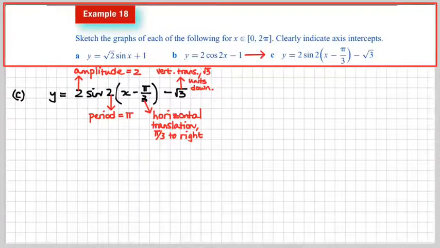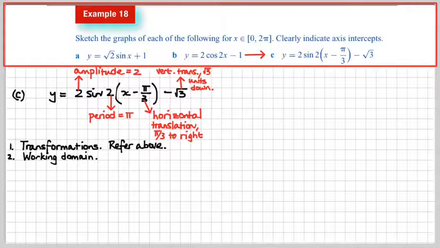So I suppose we better work out the transformations we've done, and work out a working domain. So if x goes from 0 to 2 pi, I'm going to work out what 2 times open bracket x minus pi over 3 would go from and to. There's the first step.